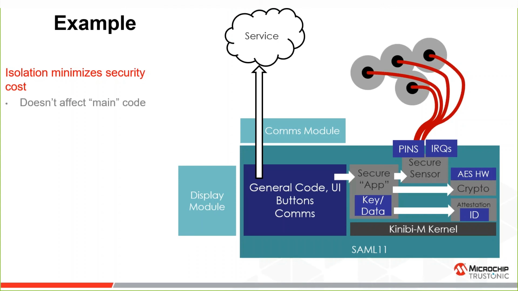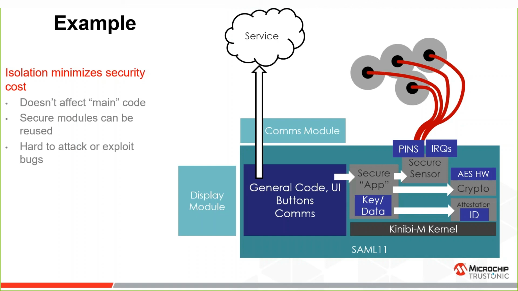It doesn't affect the main code at all. These are just functions which get called at the right time, so you don't have to change the way you do things. And the modules themselves can be reused. So the crypto module and the attestation module are ones that we provide, but your sensor logic could be reused in a different device for a different purpose. Because it's just a set of C functions that you can reuse, and it owns the hardware it needs to own. It's very hard to attack this, but it's also very hard to exploit bugs.